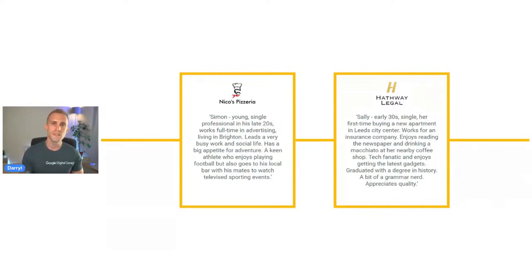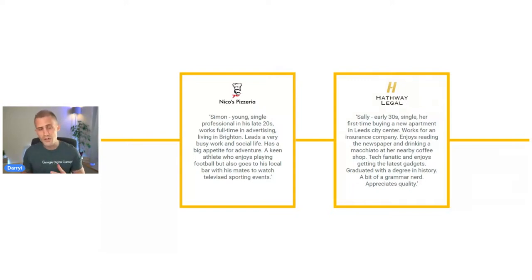Now, I'd like you to do something similar with your business or charity. Simon: young, single, professional in his late 20s, works full time, which he may or may not love, in advertising and living in Brighton, leads a very busy work and social life, has a big appetite for adventure, a keen athlete who enjoys playing football, but also goes to his local bar with his mates to watch televised sporting events. Now, you may be thinking to yourself, well, Daryl, this is just a paragraph of words.